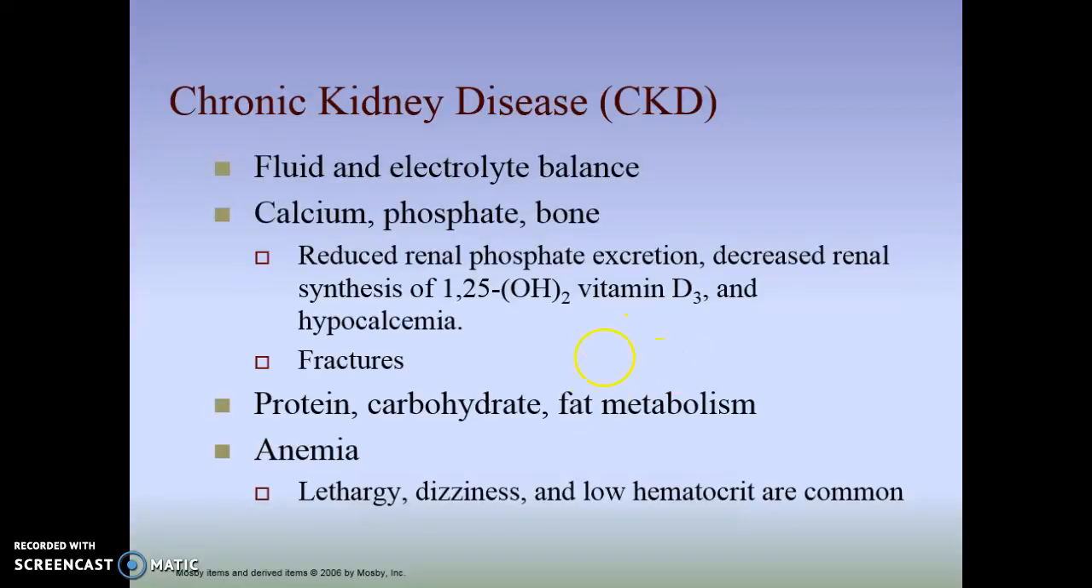All right, then you have calcium issues, phosphate issues. Those are going to be pulled from the bone. So then you have issues with fractures, issues with protein and carbohydrate, fat metabolism, and anemia. All right, because erythropoietin is going to be produced by the kidneys, and the kidneys are not functioning. So you have the issues of anemia, lethargy, dizziness, and then a low hematocrit, because those new red blood cells are not being produced.